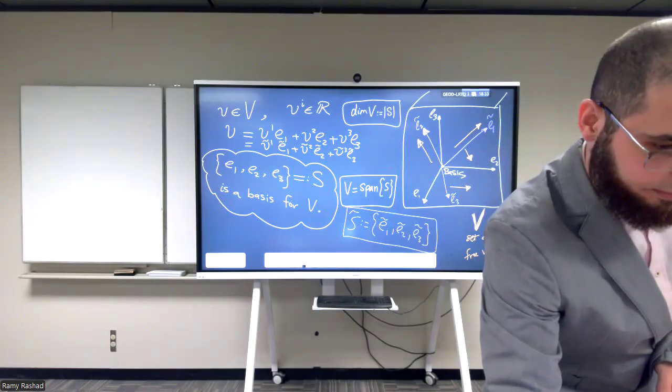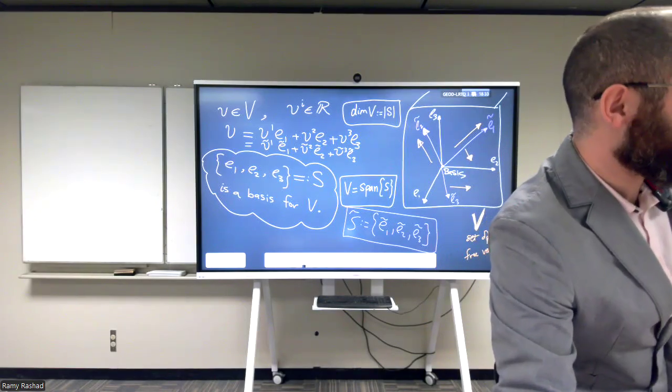Dimension 9 means it has 9 basis vectors. Absolutely. Exactly.